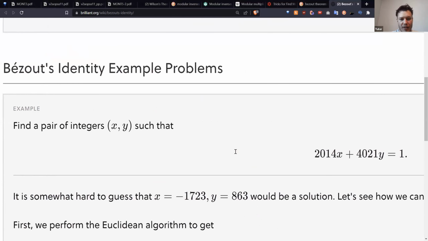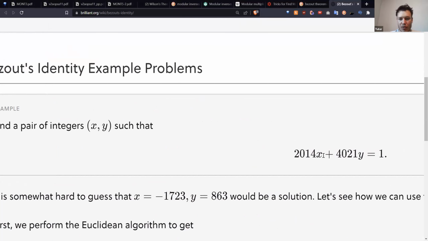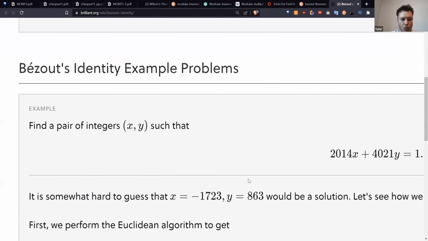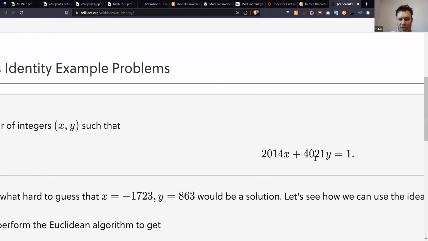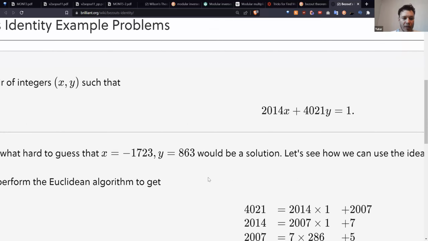So for example, here is another example. Look at these two numbers, 2014 and 4021. You can actually see that these two are good pairs. So because they're good pairs, there's going to be some x and y that give me 1 in here, right? So how do we find such x and y? Well, here's the solution, but this solution is kind of hard to guess. So how can we see it?